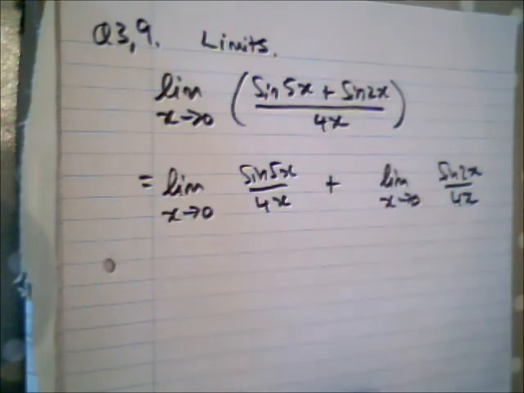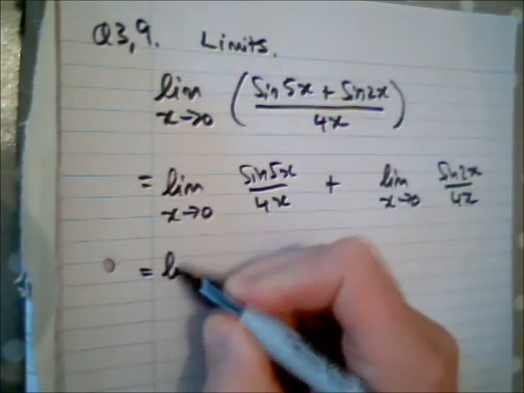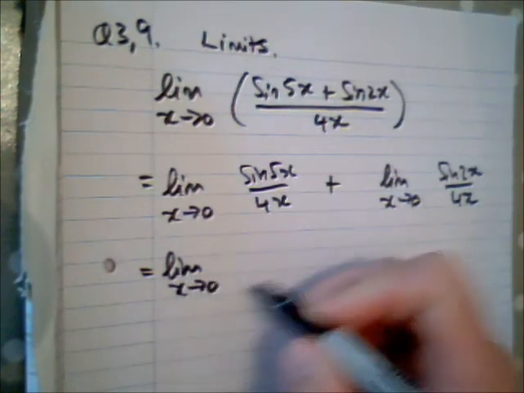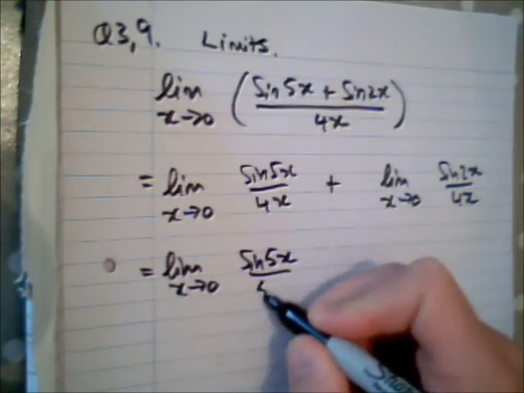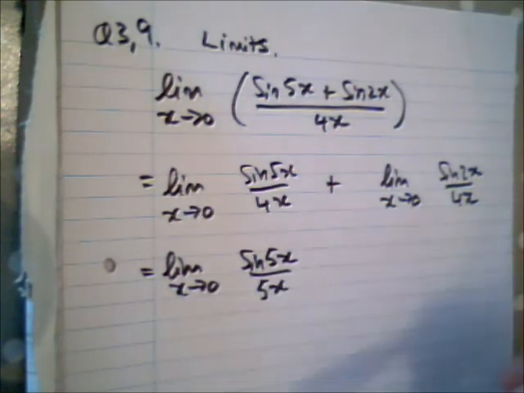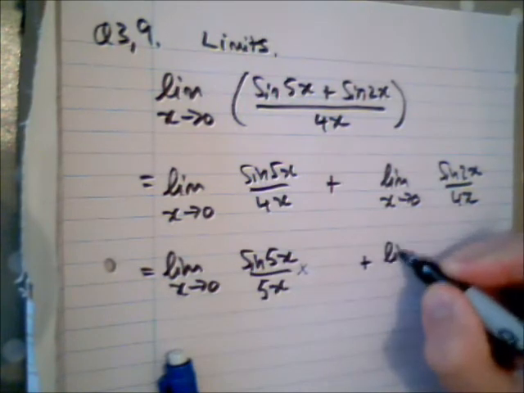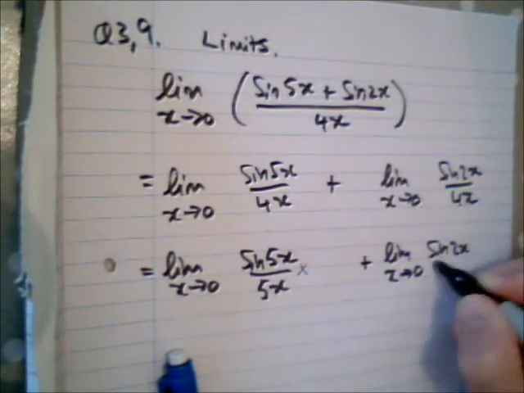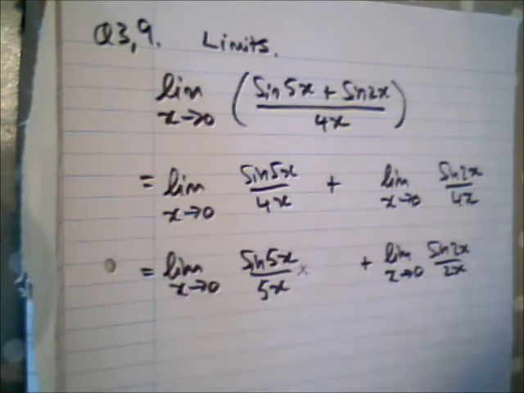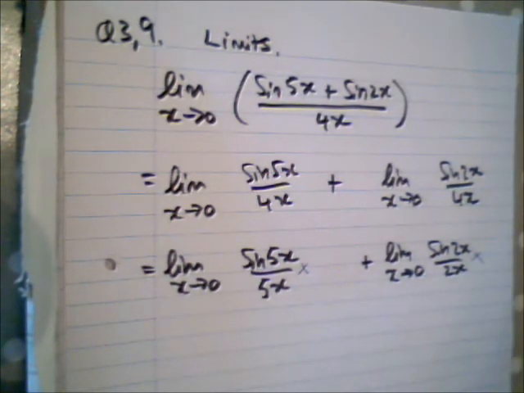Now looking at this first one here, I have sine of 5x on the top, so I want 5x on the bottom, so just write it in, and we'll work out in a second what's going to go there. And for the second one, I have 2x on the top, so I'll want 2x on the bottom, so just write it in and we'll work out what goes with that.